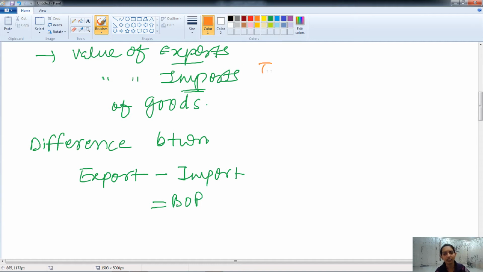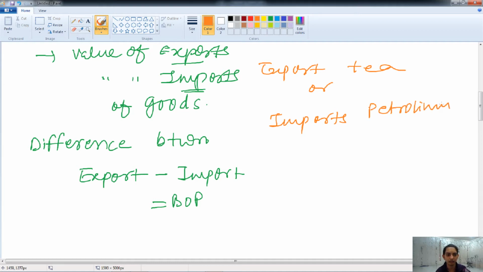Here the export, for example, the country exports tea or the country imports petroleum products, right? So it is included in the balance of trade account, right? And the difference between all the exports and imports of goods is known as the balance of trade, okay? It is known as balance of trade, okay?